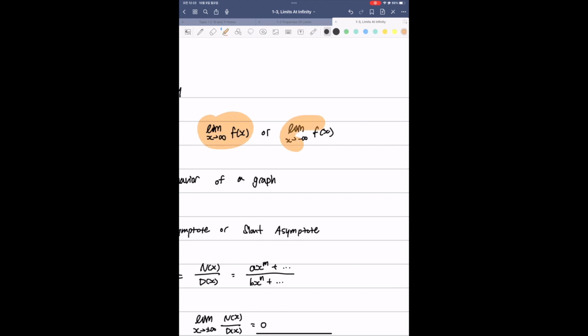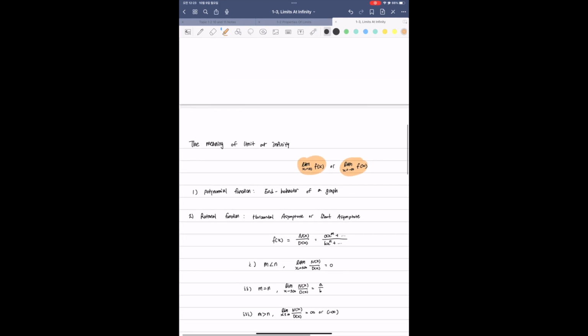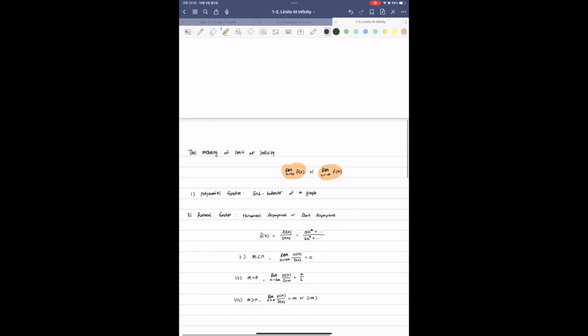Remember how these equations look. There are two types of function. One is polynomial and the other is rational. For a polynomial function, it is very simple. It is just the end behavior of a graph.